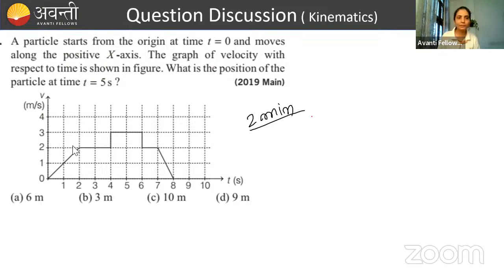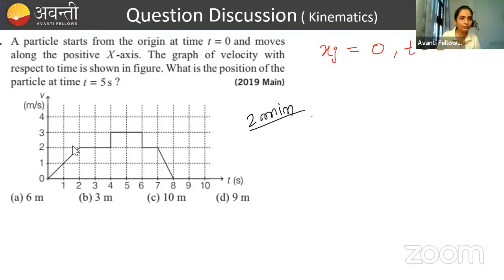So what the question is, a particle starts from the origin at t equal to 0. First, I told you in the graph, do write whatever is given. So it's starting from the origin. Yani ki initial position vector is what? 0. At t equal to 0, it is at x equal to 0. Okay, done. Then this is written.